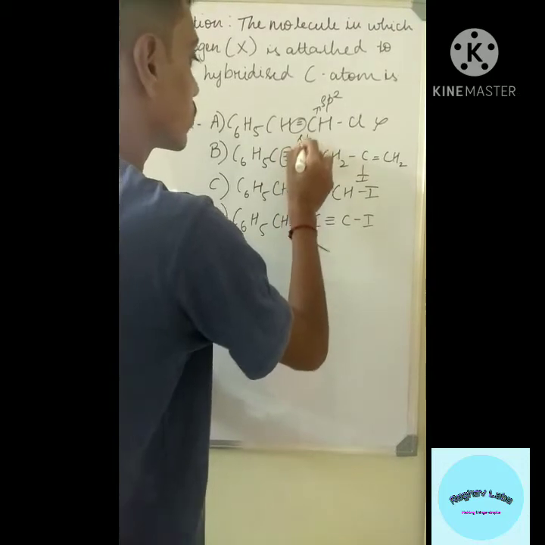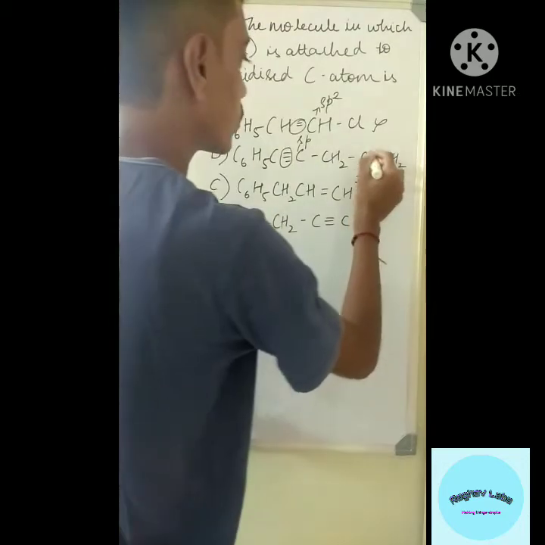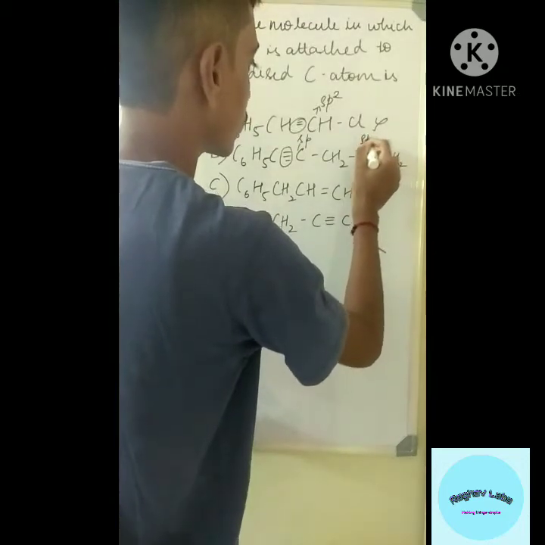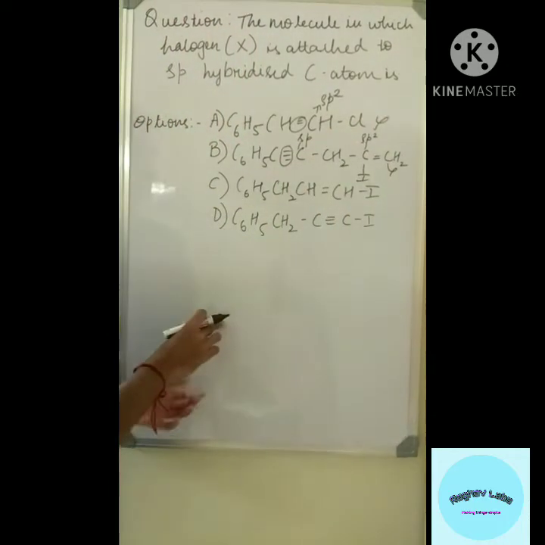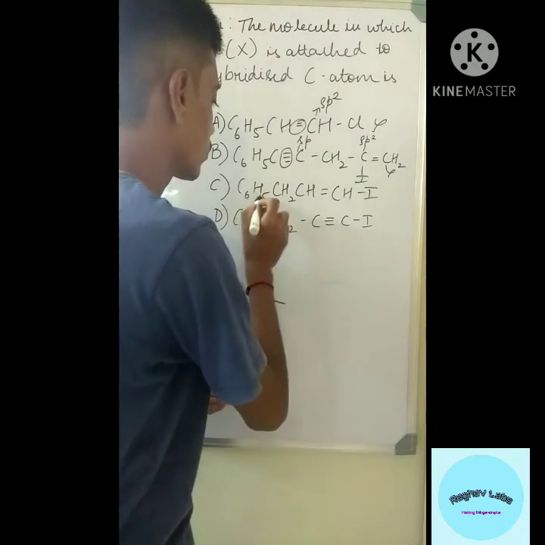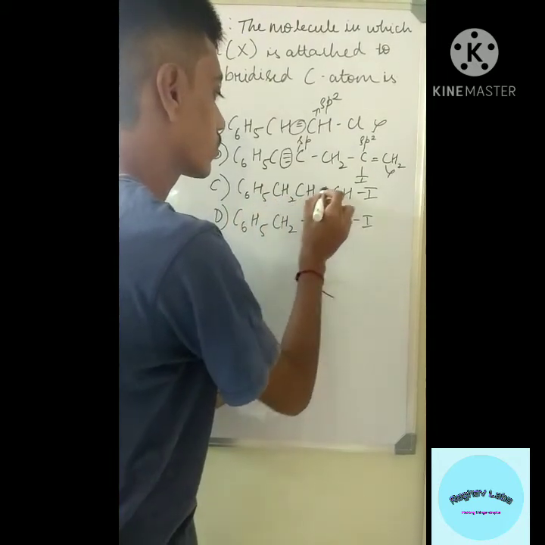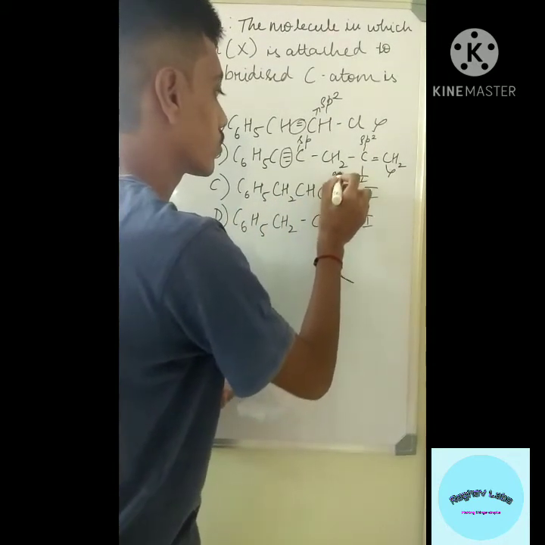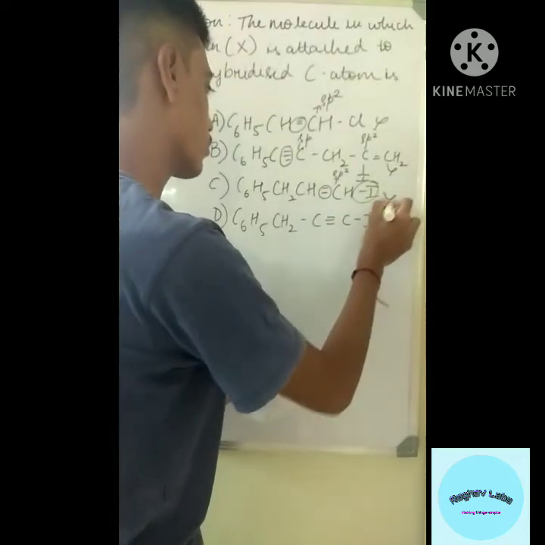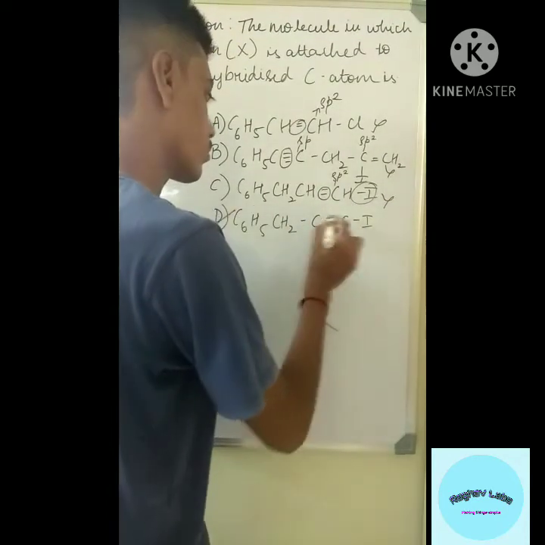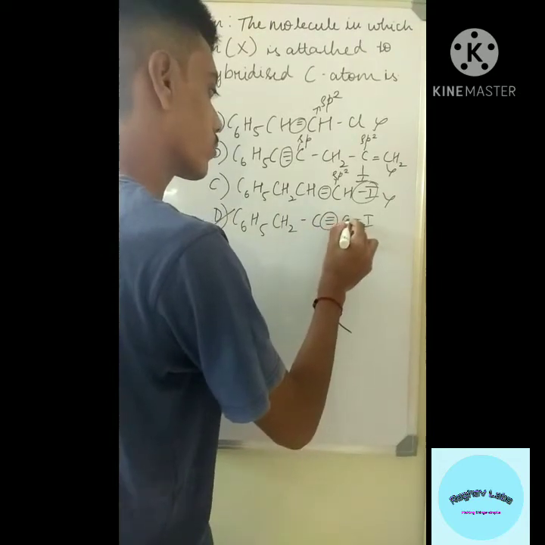In option B, the carbon is sp hybridized, but the halogen atom is attached to sp2 hybridized carbon atom. So option B is also wrong. In option C, it is again a double bond, which means sp2 hybridized carbon atom. So option C is wrong. So it should be option D.